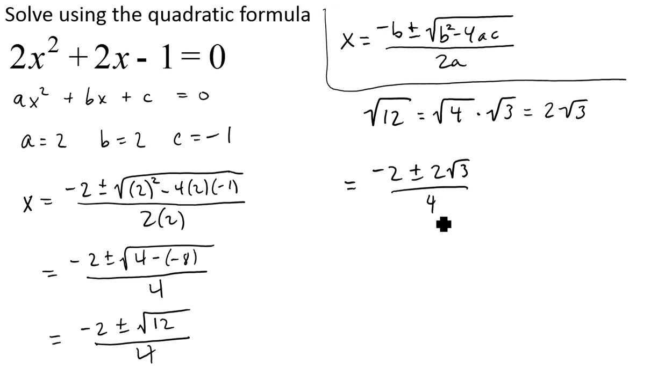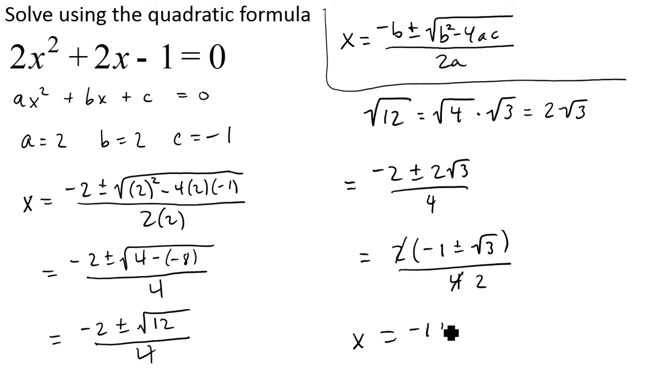And now we can reduce this, since 2 does go into every term here on the top and it goes into the 4 there on the bottom. So let me go ahead and just factor out a 2 on top, and that would leave us with negative 1 plus or minus 1 square root of 3 over 4, and then we can reduce that. There, that 2 goes into 4 2 times. So our final answer is that x equals negative 1 plus or minus square root of 3 all over 2. So that gives us two solutions.